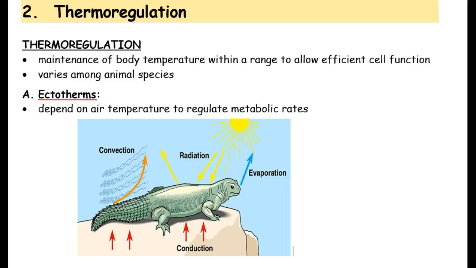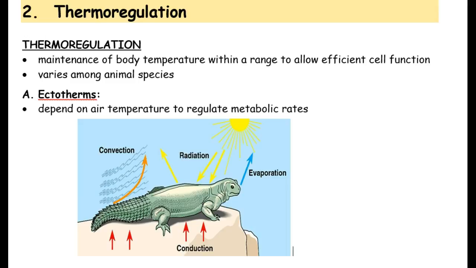This process, as you can imagine, varies widely amongst animal species, but there are some generalities that we can make. For example, we can break down organisms into two main groups, ectotherms and endotherms. In common language, we often refer to these as cold-blooded versus warm-blooded organisms. Ectotherms are organisms that depend on the air temperature to help regulate their metabolic rates. If the temperature drops drastically, so do their metabolic rates. It's what allows some organisms to do really well in cold temperatures as they hibernate.